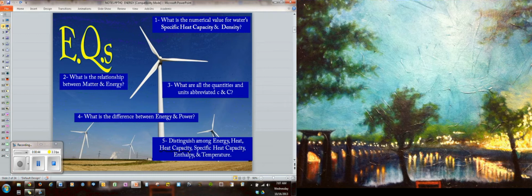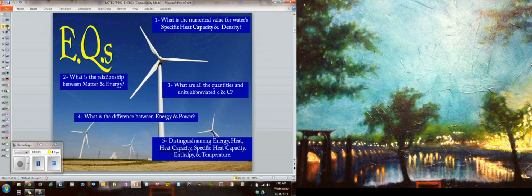Next, we are going to learn several quantities and units that are abbreviated with the letter C, either lowercase or capital. We're also going to learn some other quantities and units that start with the letter C that don't have an abbreviation of C. Very interesting. Got to keep it all straight.